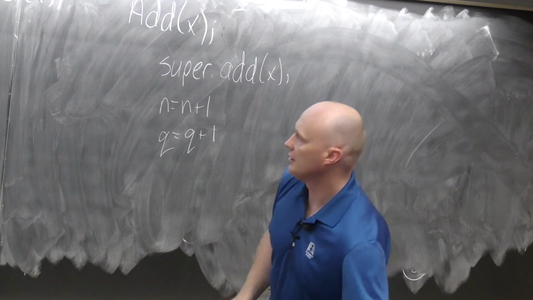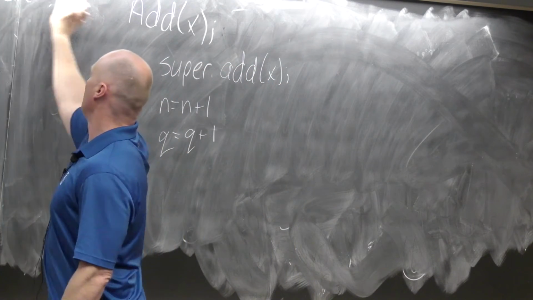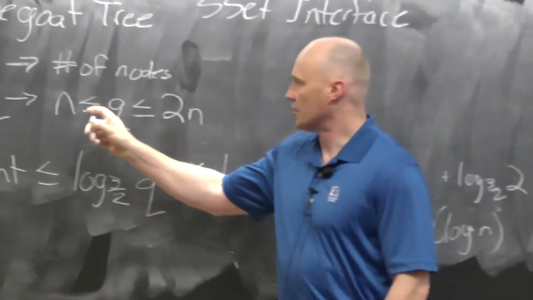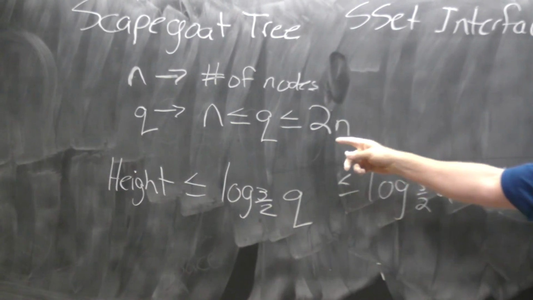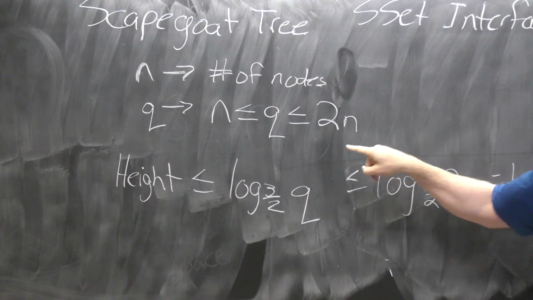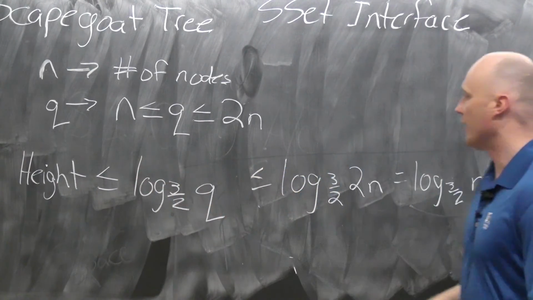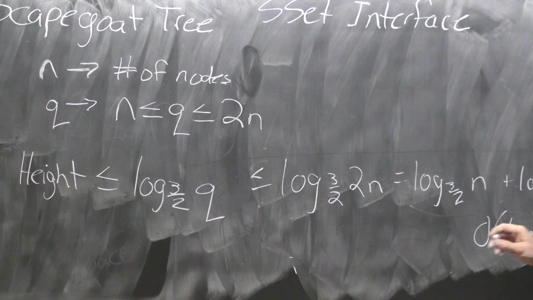Now what can go wrong? So we've incremented n and incremented q. So n is fine. Q, if it was less than 2n before, it's going to be less than 2n now. And if it was greater than n before, it's going to be greater than n now. But the height, well, the height might not work. So we're going to go through an example here.